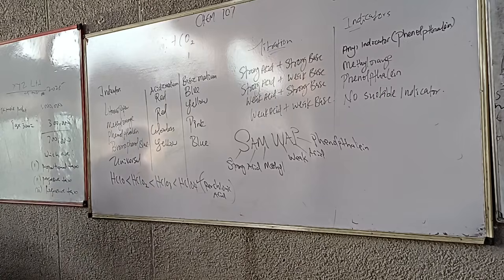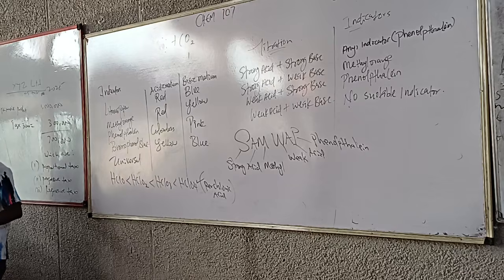29 says, which of the following can be a Lewis acid? What is a Lewis acid? Lewis acids are electron acceptors, while Lewis bases are electron donors. So the right answer there is BF3, boron trifluoride. Boron trifluoride is a Lewis acid. It accepts electrons. Are you following? So take note of that.